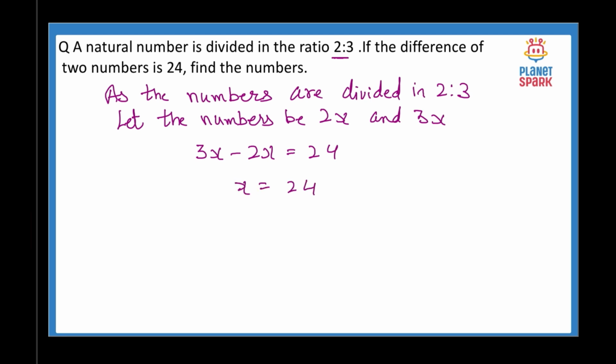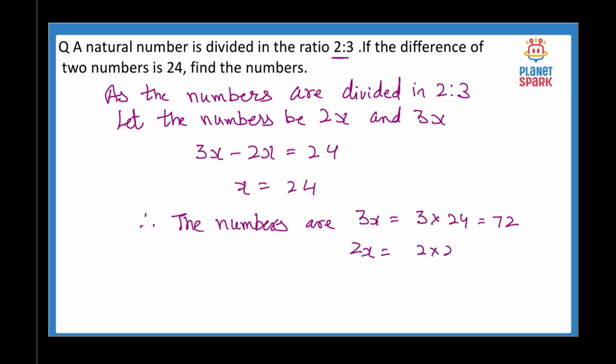Now we are supposed to find out the numbers. And the numbers were 3x and 2x. So 3 into x, that means 3 into 24, and 3 into 24 is equal to 72. The second number is 2x. 2 into 24 is equal to 48.